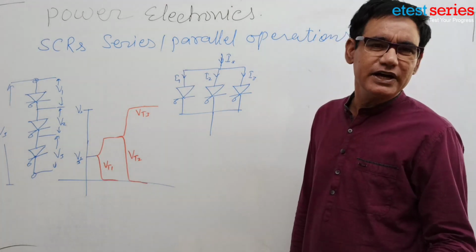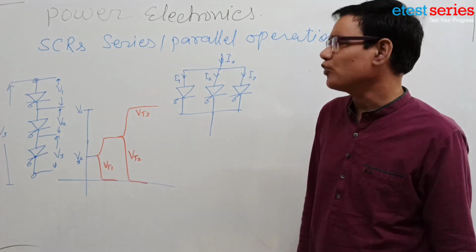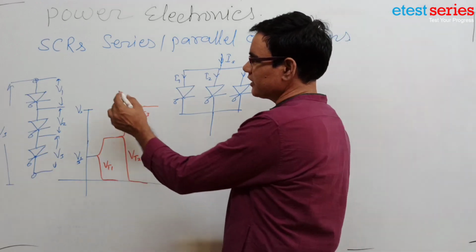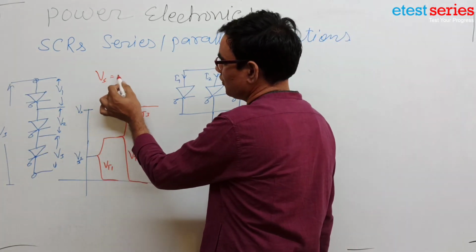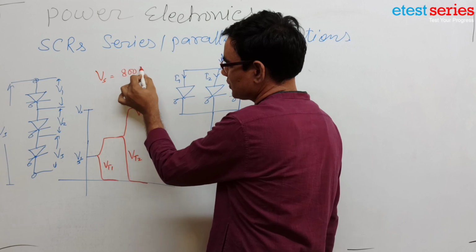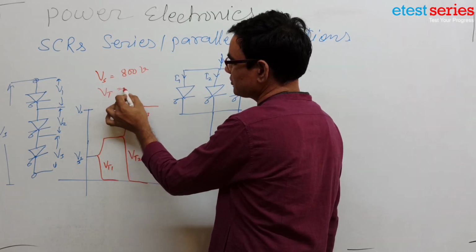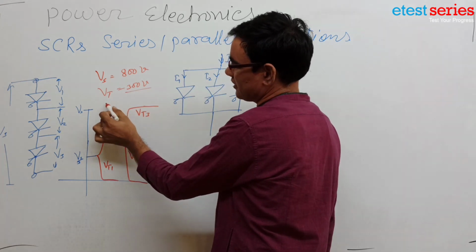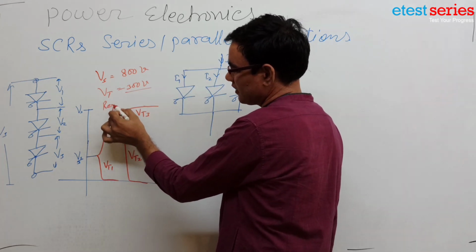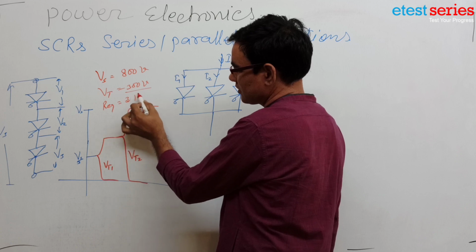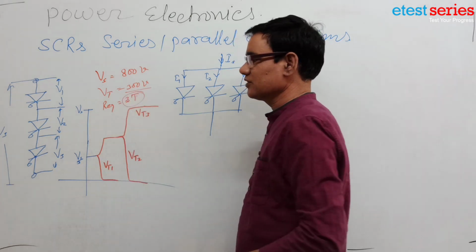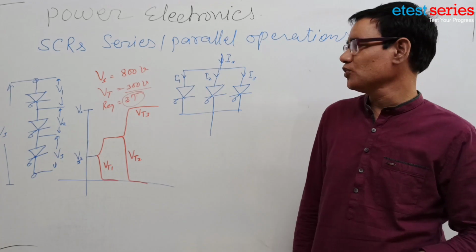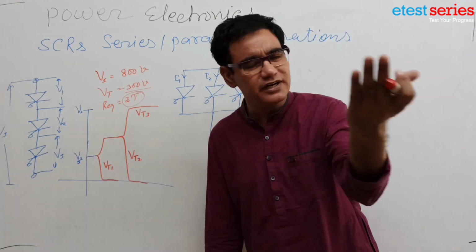So to overcome these issues, we require some protection. And suppose that the source voltage is equal to 800 volts, and thyristor voltage is 300 volts. So we require at least 3 thyristors. So that 3 thyristors can withstand the voltage equal to 900 volts, more than 800 volts.